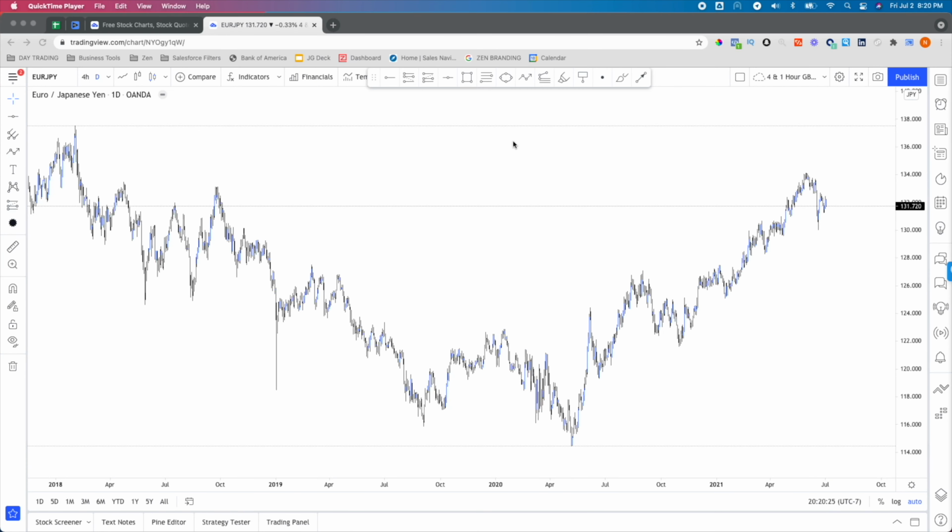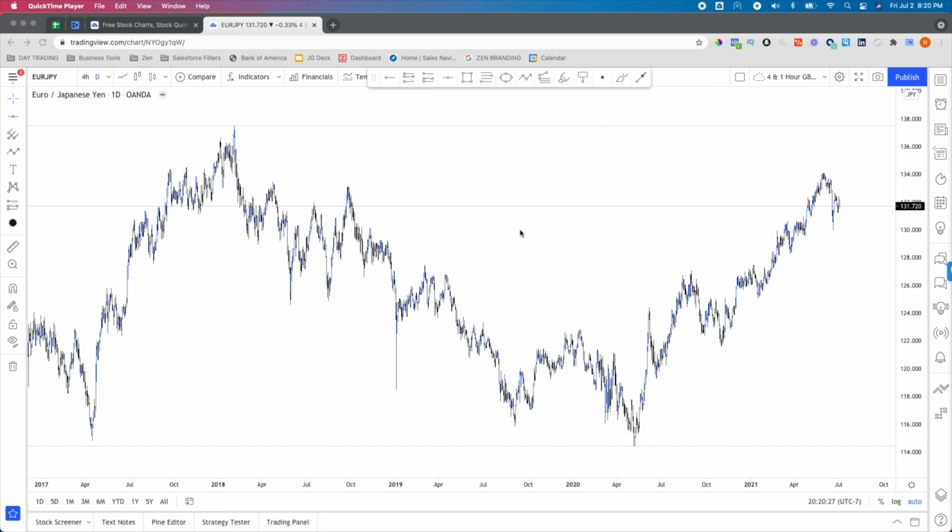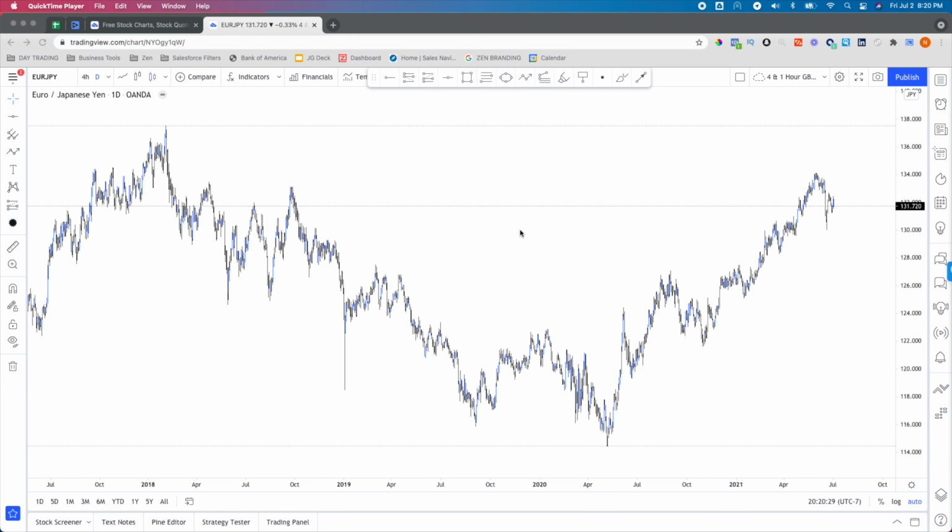All right, guys, so let's get straight into it. I'm on the daily time frame. I'm gonna do a little bit of basics in case you're a new trader, and then we'll get straight into reversals. All right, so the daily time frame on the Euro Japanese Yen pair, as you can tell, we see a huge downtrend, and then all of a sudden we see higher highs forming.